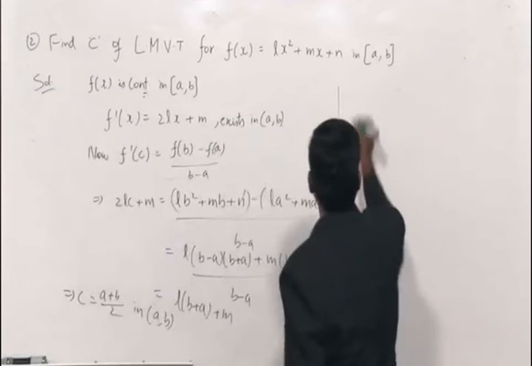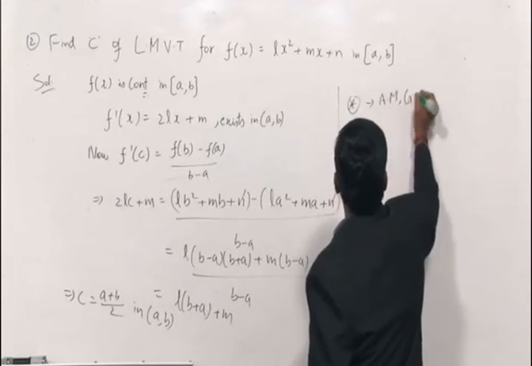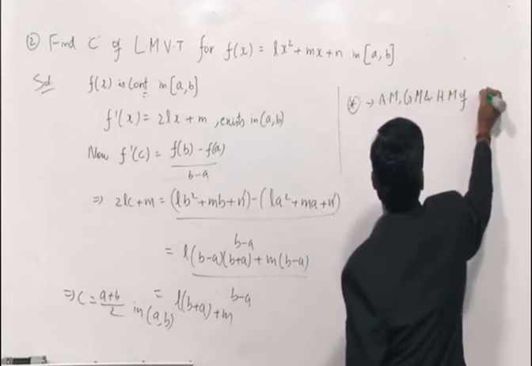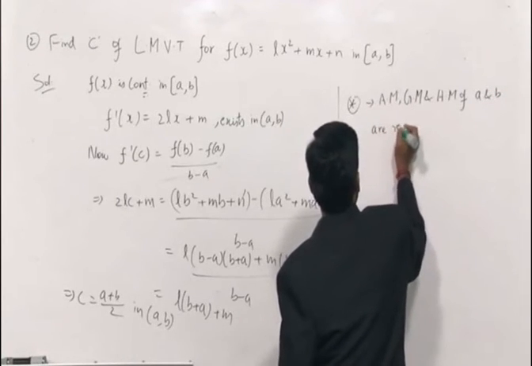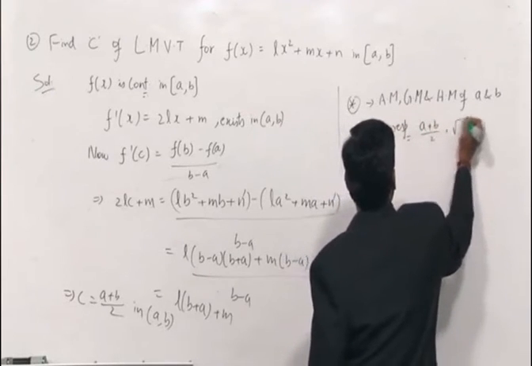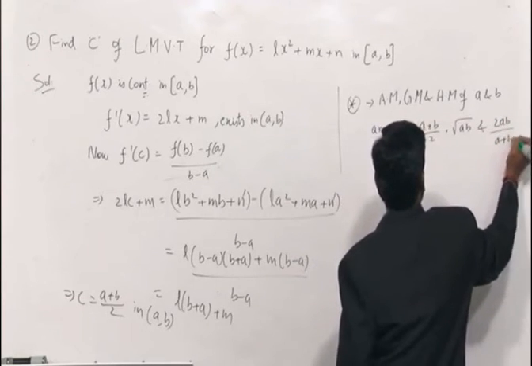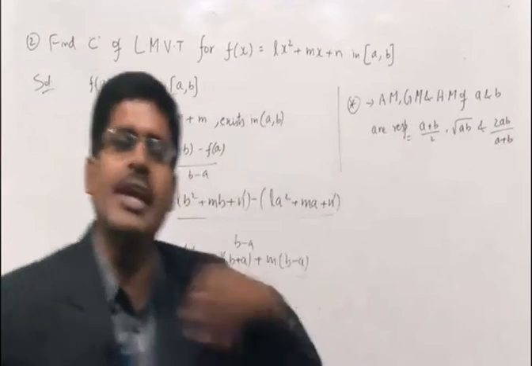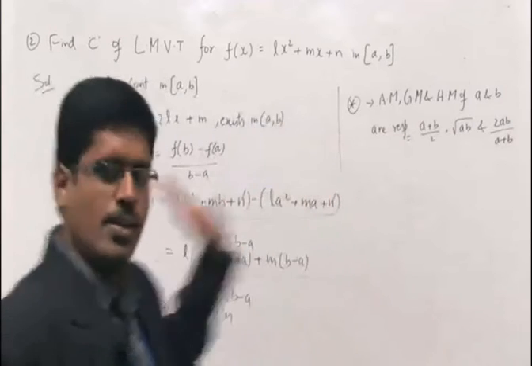Here I am writing a star point: the arithmetic mean, geometric mean and harmonic mean of a and b are respectively (a + b)/2, √(ab) and 2ab/(a + b). Whatever the mean, take any two numbers a and b, calculate any mean, and the value obtained lies between a and b. Check it later.